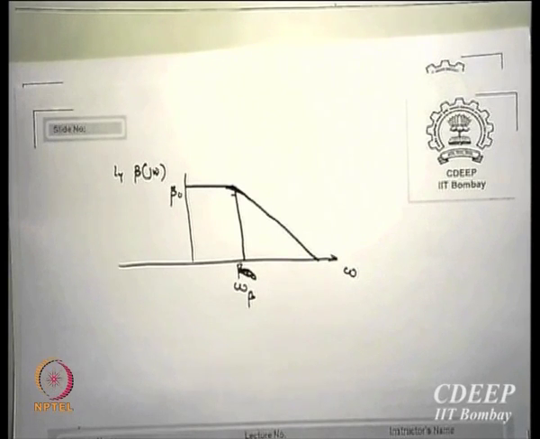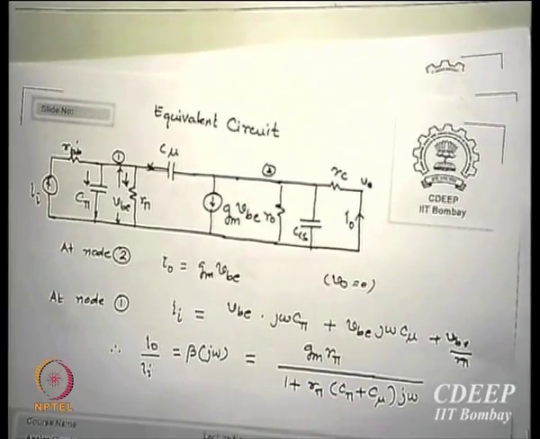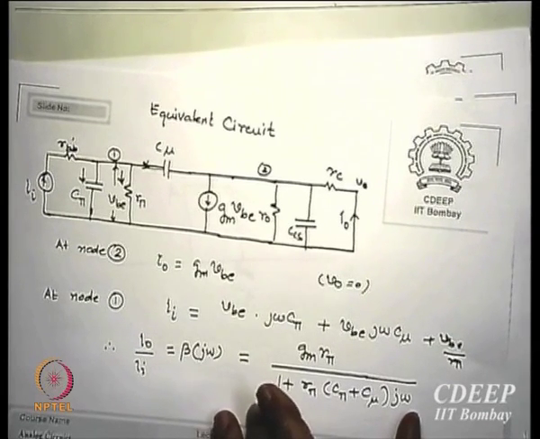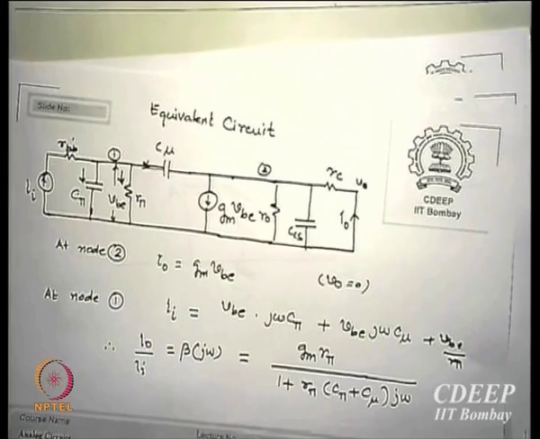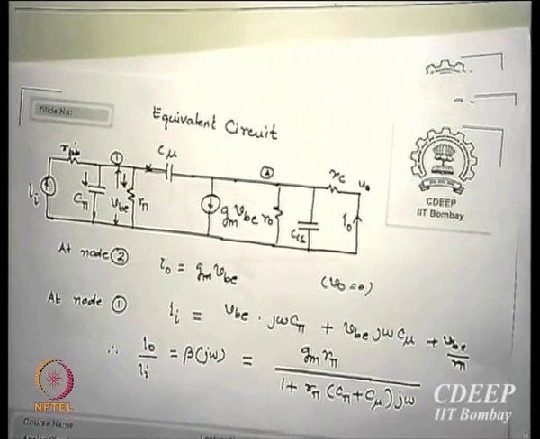What is this value called? Omega beta. How do I calculate this frequency? From here you can calculate it: 3 dB means 1 upon root 2, so put this equal to root 2, and whatever value you get is called omega beta. It is beta 0 by root 2. Is that correct?